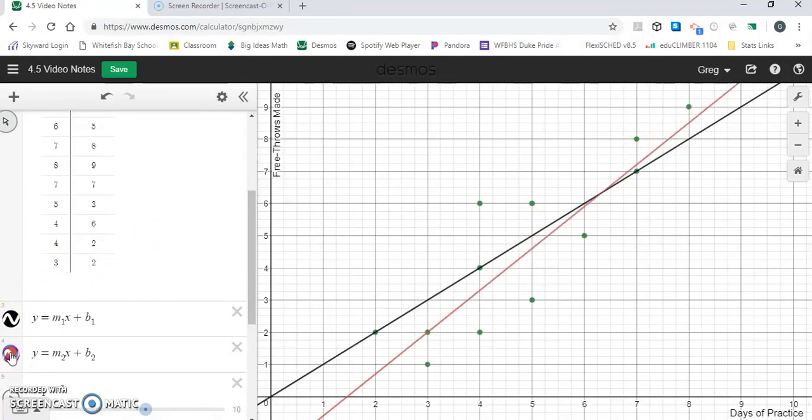Another student, though, could have done this red one. I also would argue that this is a pretty good line of fit. It doesn't go through as many points, but now there's 5 below and 5 above. So this student didn't have equal numbers above and below, but it went through more points. This student had equal numbers above and below, but it went through fewer points. So the question is, what line of fit is best then? We can't have multiple lines of best fit that are the best. There's only one of them.